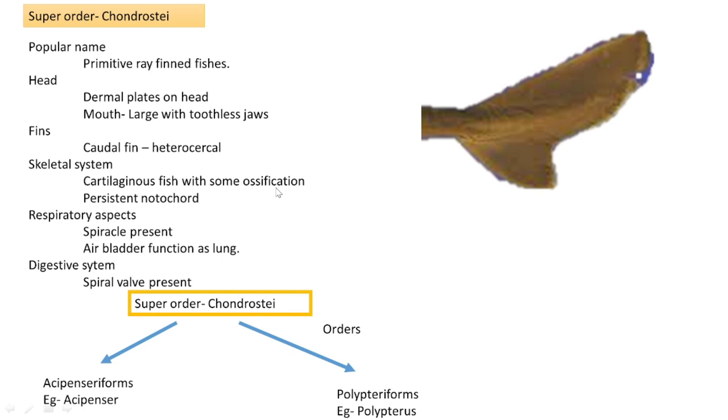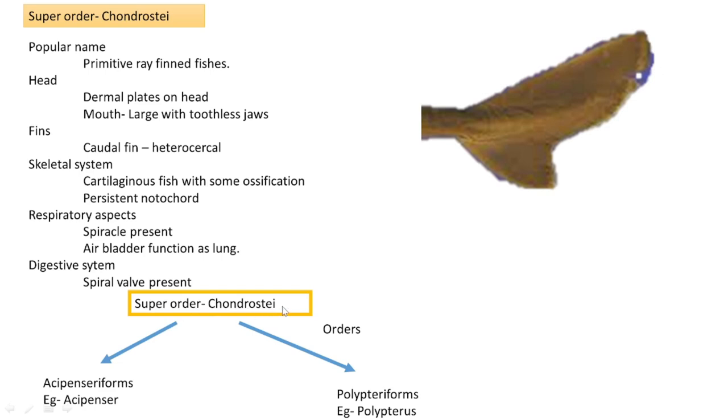Ossification means some hardness. You can see it in some places. Persistent notochord is present. Respiratory aspects: spiracles are present. Air bladder is present. It is functioning as a lung. Digestive system is with a spiral valve. All these points you can easily memorize by writing all these features in that table that I told you about midway in this chapter itself. So do that. It's very important.